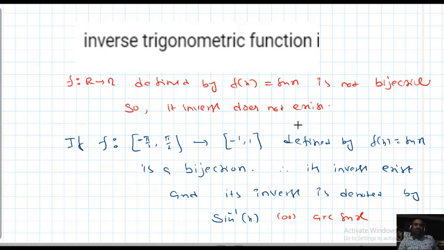Okay, so what happened? The general sine function is not bijective. For a general function we can't find the inverse. So after modifying the domain and codomain, it becomes bijective. Then we can find its inverse.